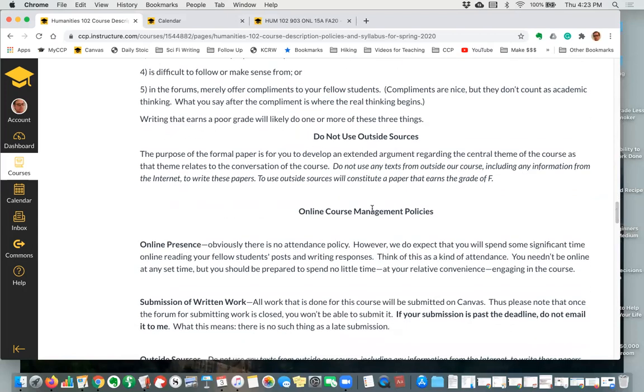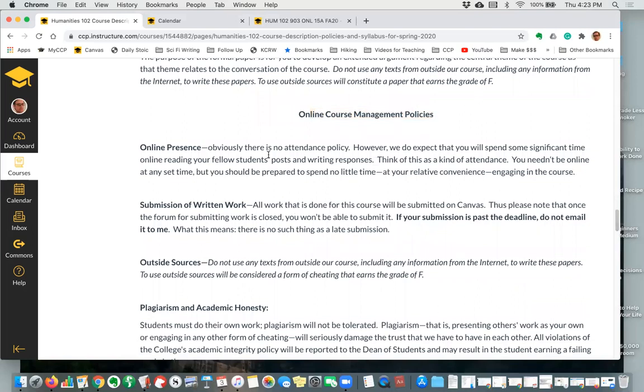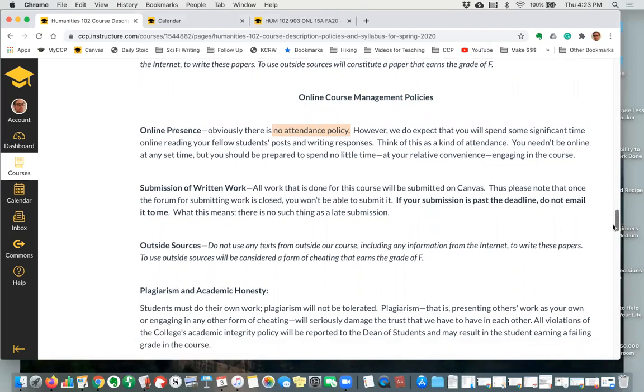Now, there's some course management. This is stuff about how we manage the class. Now, we're still in a class, even though it's online. So for instance, we don't have an attendance policy. You don't have to be online at the same time all the time. But I expect to see you online regularly doing all your work. So I'll know you're on because your work shows up regularly. Okay, so that's what I'm looking for.